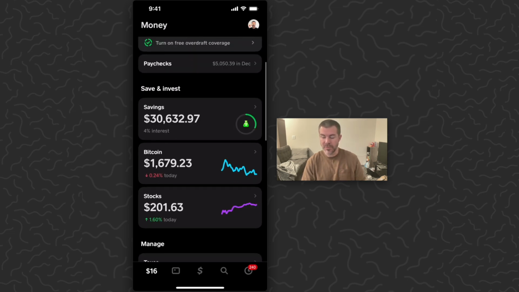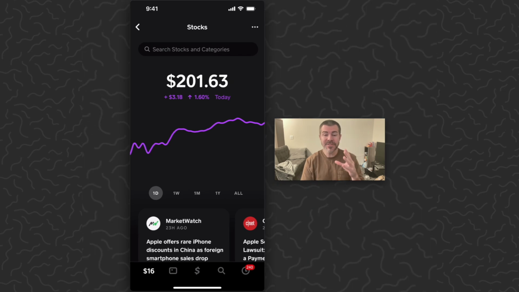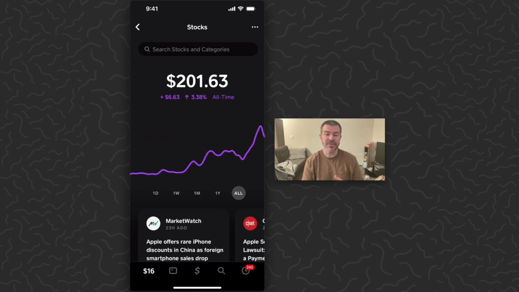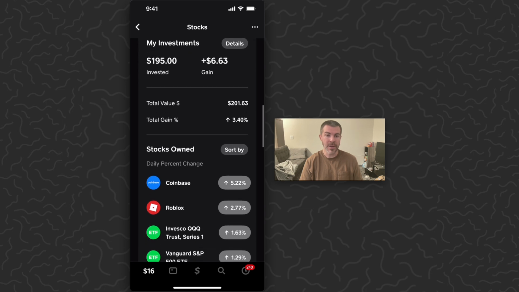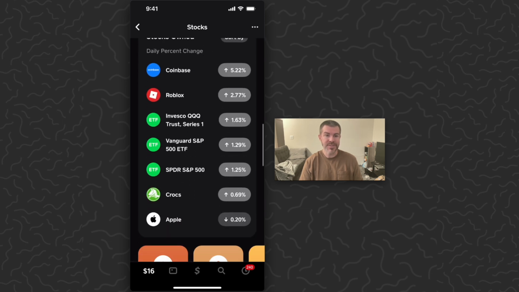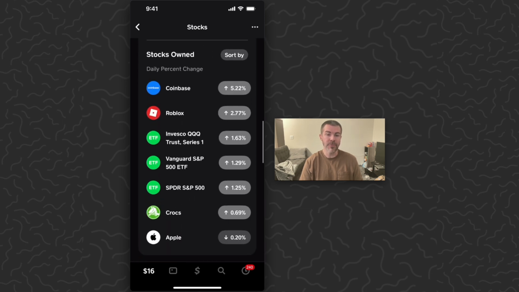So I can scroll down, go to stocks. And then at the top, it's going to show a chart with your performance in your portfolio. So all of the stocks that I own combined are worth $201. You can go to different time frames on this chart as well to get an idea of how you're performing. If you scroll down, you're going to get some news, your portfolio and how it's performing, the stocks owned in your portfolio. So I own these 7 stocks right here.